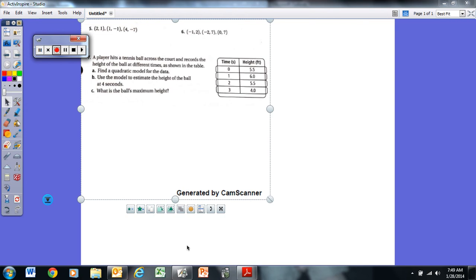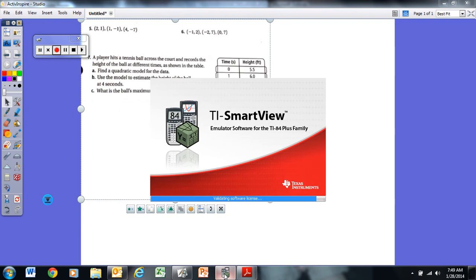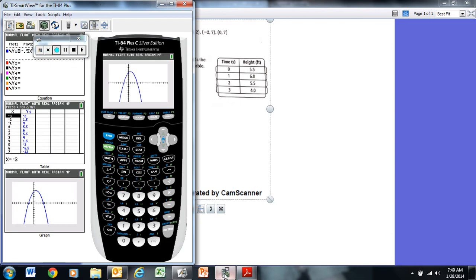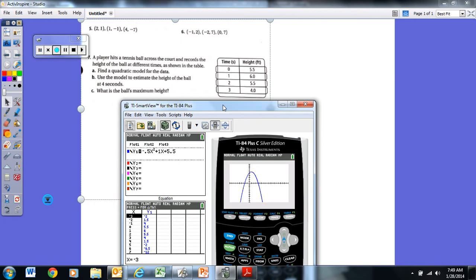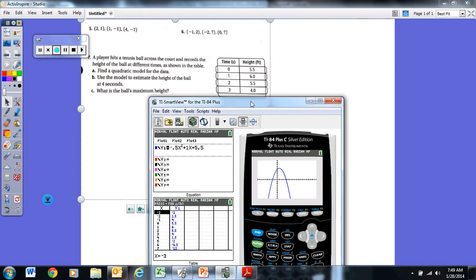Okay, I really want to show you how to do this on the calculator, so I really hope it works this time. A player hits a tennis ball across the court, records the height of the ball at different times as shown on the table.